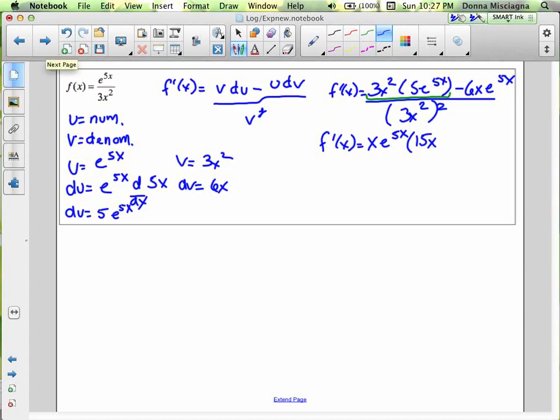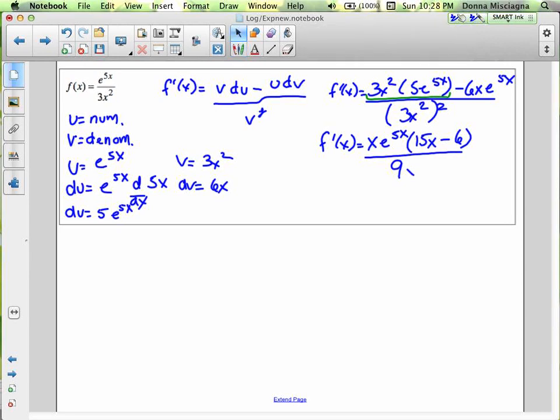Because e to the 5x has been taken out. So we have 15x. And then minus, we're going to be left with a 6, because the x has already been taken out. Minus 6. All divided by, and then my fraction bar. 3x squared, squared is going to be 9x to the 4th. And now we can reduce. We should cancel out one of those x's.